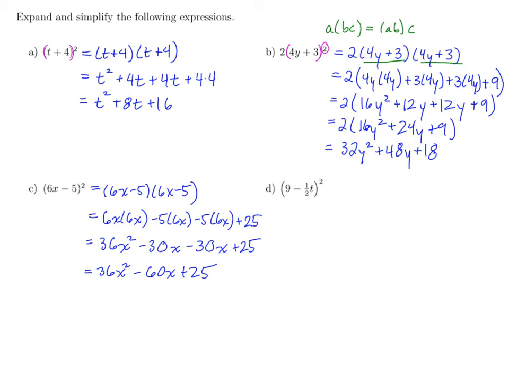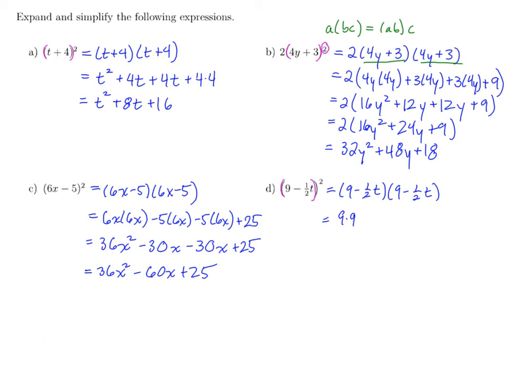The last expression that I have here is 9 minus 1/2 t, and that quantity is squared. So again, paying attention to where these parentheses fall, 9 minus 1/2 t, that's the quantity that's been squared. So I can turn this into 9 minus 1/2 t times 9 minus 1/2 t. And so looking at multiplying using the FOIL method here, I'll take 9 times 9 for the first two terms.